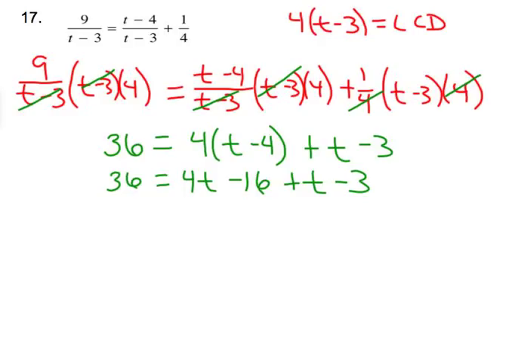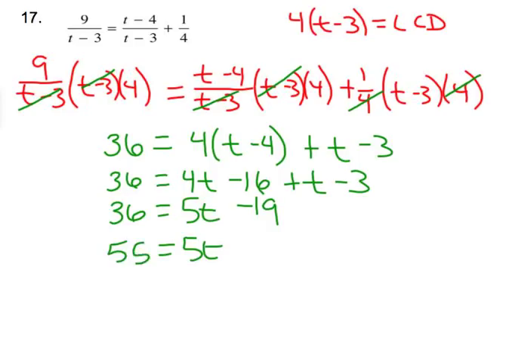Collecting my like terms, I come up with 5t minus 19 equal to 36. Adding 19 to both sides, I get 5t is equal to 55. So t is equal to 11. When you plug it in and check it, it does check. And again, we should note that t minus 3 would equal 0. T equals 3, so if I put a 3 in the denominator, I have a 0. So then we say t cannot equal 3.